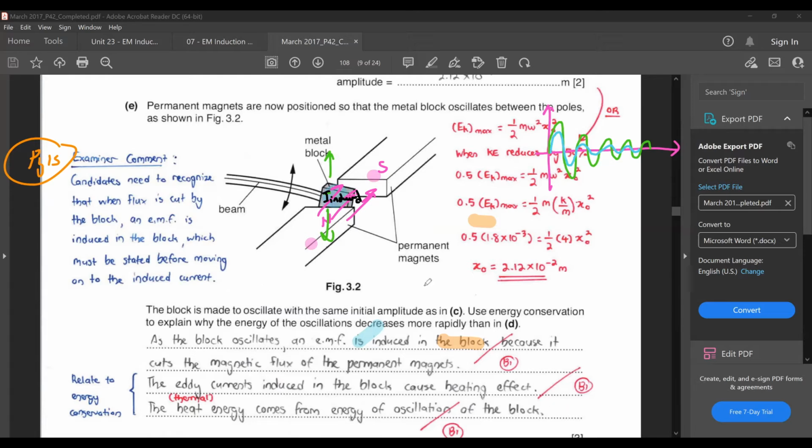Where this one is, I think, worth three marks. Some of the things you say here is that as the block oscillates, an EMF is induced in the block because it cuts the magnetic flux of the magnets. Currents are induced in the block that cause heating effect. This heat energy comes from energy of oscillation of the block. Therefore, amplitude decreases.